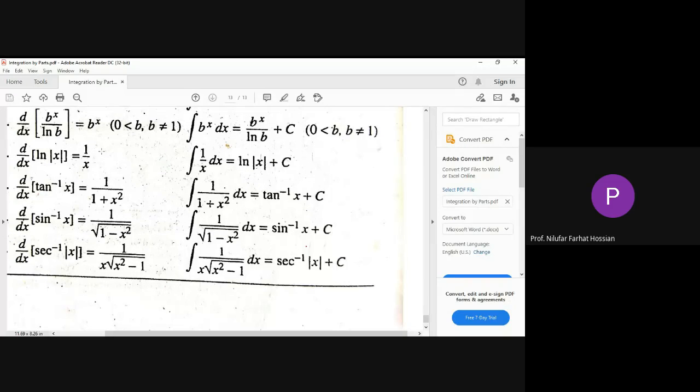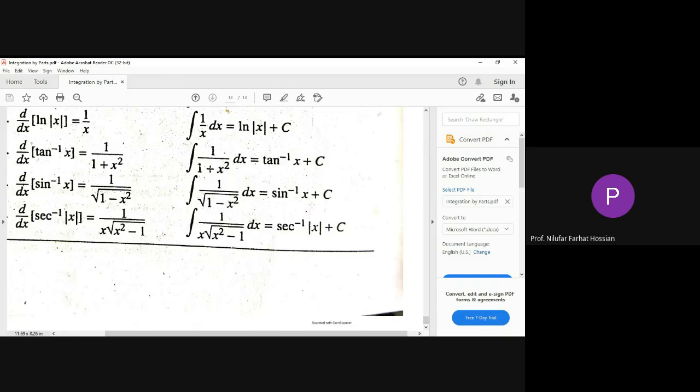So if you integrate 1 over x, it will be ln of the modulus of x. The modulus sign is used because the argument of ln must be a positive number. If the argument of ln is a negative number, it becomes infinity. That's why this modulus sign is used here. And d/dx of tan inverse x gives you 1 by 1 plus x square, so if you integrate it, it will give you tan inverse x.